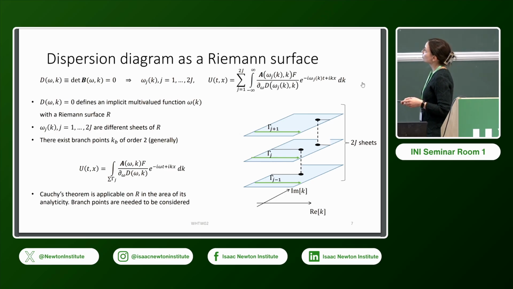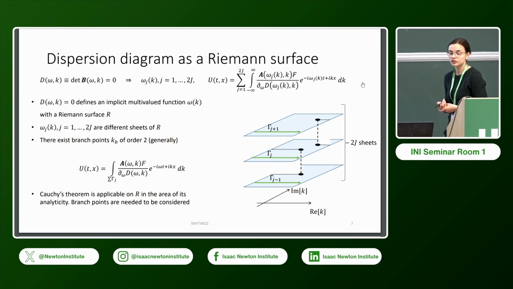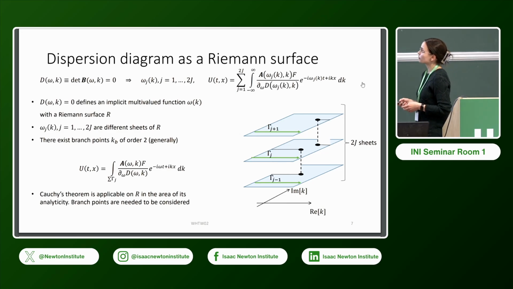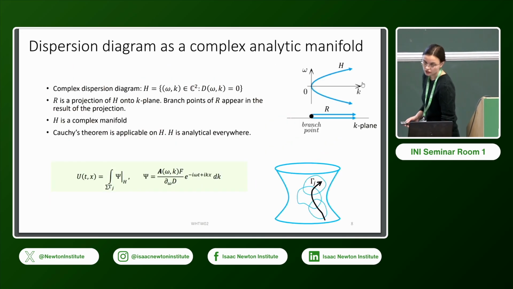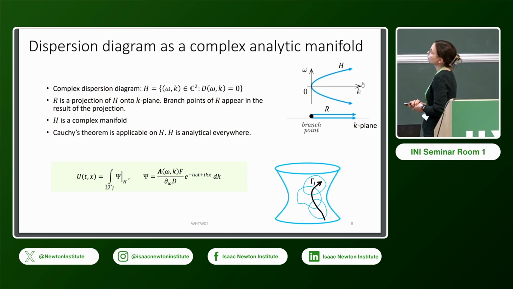And on this surface, we still can use the Cauchy theorem if we take into account the branch points. So we can deform the contours only in the area of analyticity of the integrand. So that's a problem. To avoid this problem, we can propose to consider the integration not on the Riemann surface. We can consider instead the set of all solutions of the dispersion equation. We call this set H.